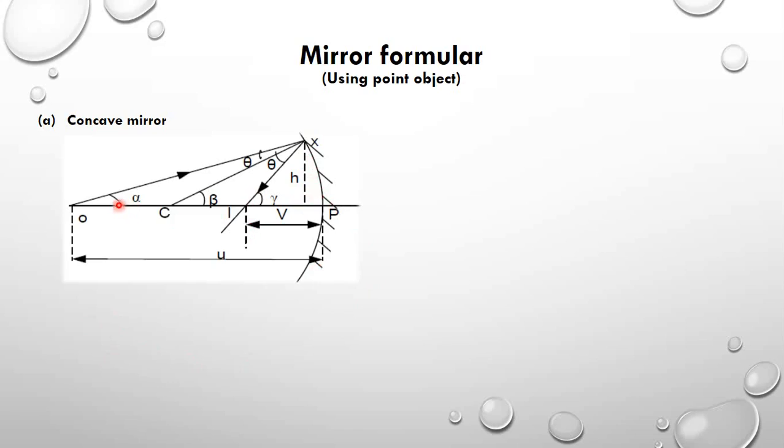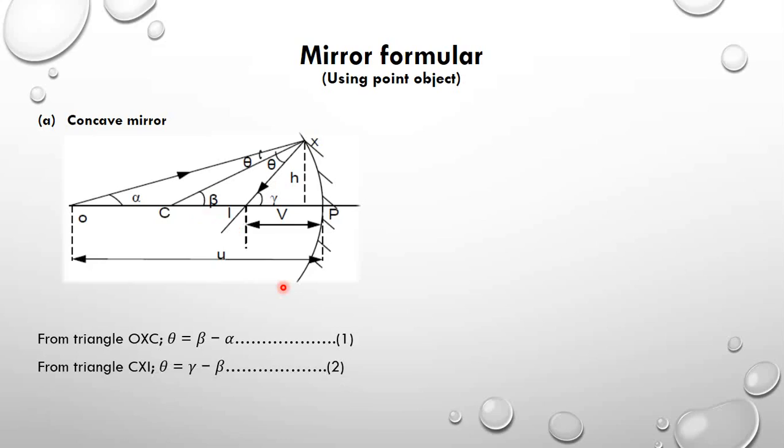Now, using this triangle OXC, we can see that alpha plus theta is equal to beta. And therefore theta is equal to beta minus alpha. That's our first equation. Then also using the triangle CXI, we shall also see that theta plus beta is equal to gamma, and therefore theta can also be given as gamma minus beta. That's our second equation.